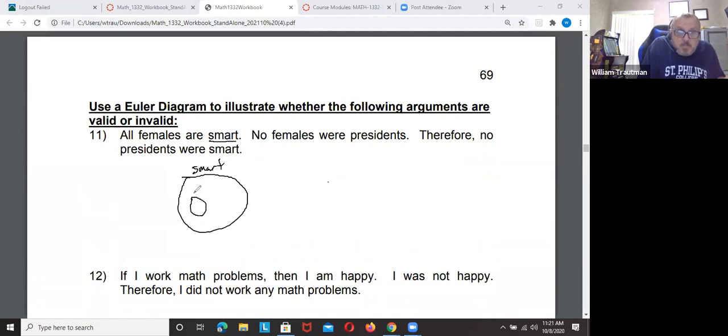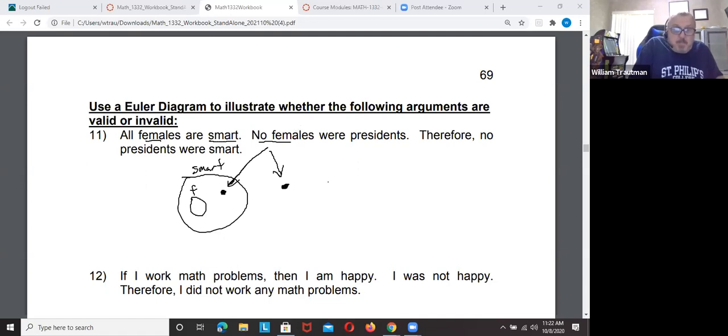All females. So I'm putting females inside smart. Do you see? The all females, if you look at Euler's, all A are B. All females are smart. Smart is the second letter, the big circle. The first letter goes inside of it. All females are smart. No females are president. So these are all females. We could say no females has to be outside of the female circle. So I can have no females here, or I could put no females here.